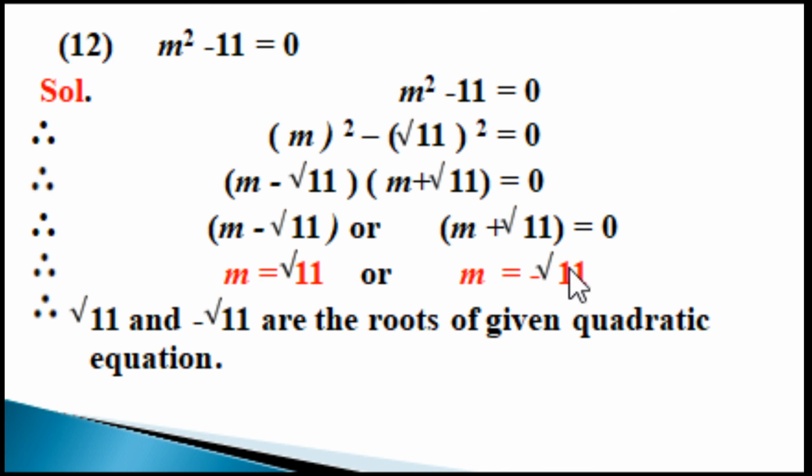In question number 12, a similar method is used. m square minus 11 is equal to 0. So m square can be written as square of m and 11 can be written as square of root 11. So here the same formula we have used, a square minus b square. We get a minus b is equal to 0 or a plus b is equal to 0. So m is equal to root 11 or m is equal to minus root 11. So root 11 and minus root 11 are the roots of this quadratic equation.